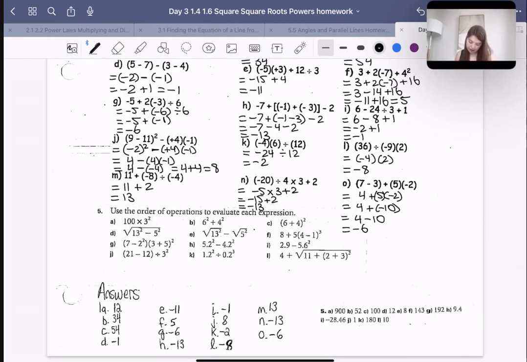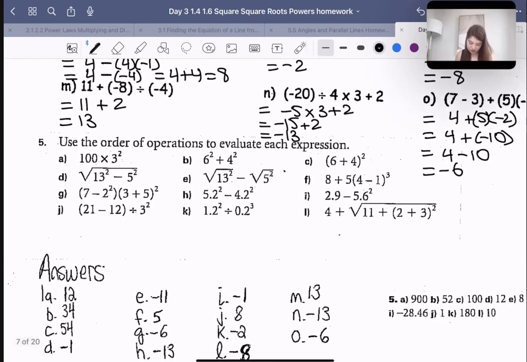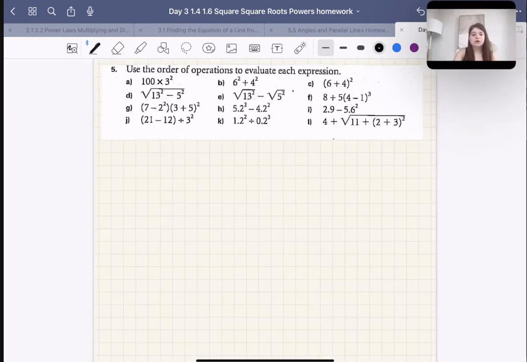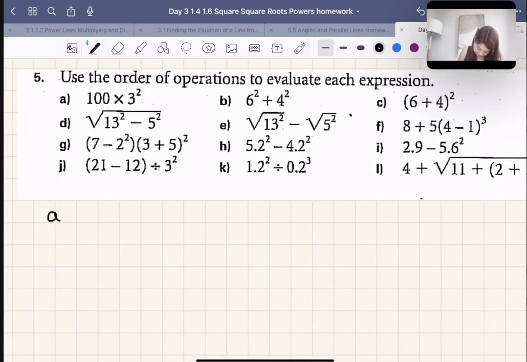Okay, awesome. Now here we have some other ones where we can use the order of operations to solve these. These ones are slightly more challenging, and so I am going to do them today as well. Okay, so let's do 5a first. It says 100 times 3 squared. So first I'll just repeat the question.